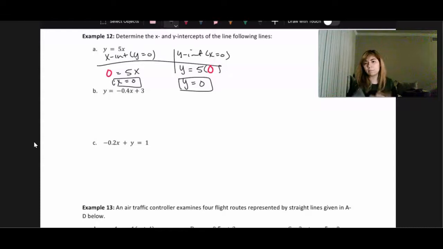So part B is still in gradient intercept form. However, part C is in a variation in standard form. Still solve it the same way.